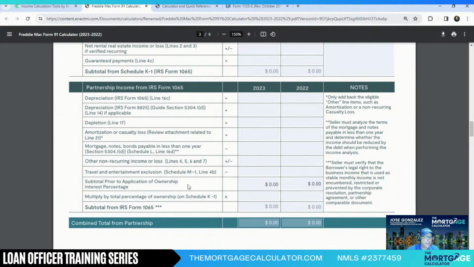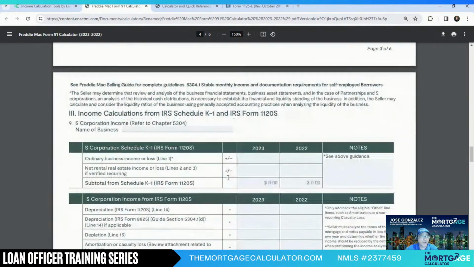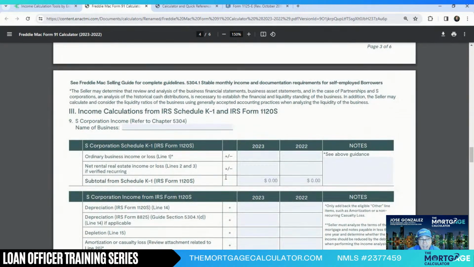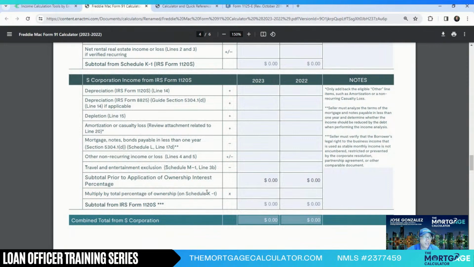And then multiply times percentage of ownership to get their proportionate share of the income, assuming if they have a 1065, they have at least one partner. If you have an S Corp, this is for the 1120, line 1, lines 2 and 3, subtotal, and this is from the K1 of the form, and then this is the actual 1120. Again, pretty easy stuff. Just go to the right line of the correct form and put the information here.